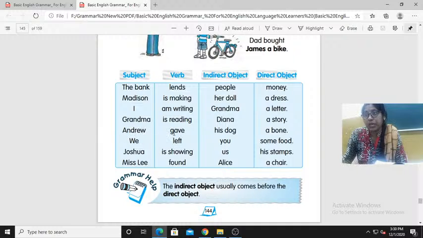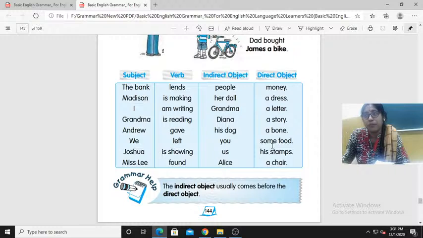Next is Andrew gave his dog a bone. So Andrew gave what? A bone. To whom or for whom? You can say, to his dog. So this will be the indirect object. See other examples also.